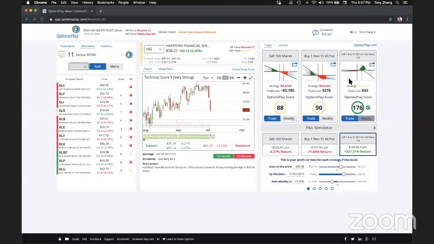Robert's saying, what if we have a good stock paying dividends we want to keep? Would selling a bear call spread work? So selling a bear call spread, I don't see why you would sell a bear call spread. Why wouldn't you just sell a covered call?